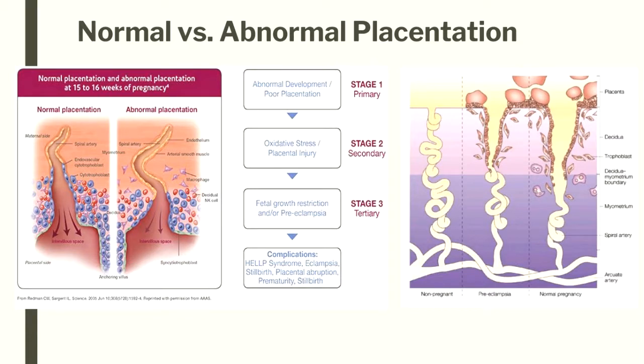Incomplete transformation of the spiral arteries occurs with preeclampsia. So something is happening again. We don't know what causes this not to happen. Cytotrophoblasts invade the decidua of the spiral arteries, but not the myometrial portion of the artery. And this shallow invasion leads to narrow vessels with high resistance instead of low resistance.